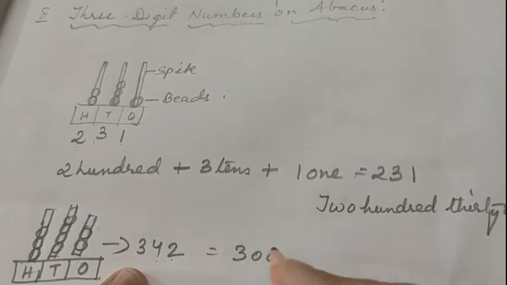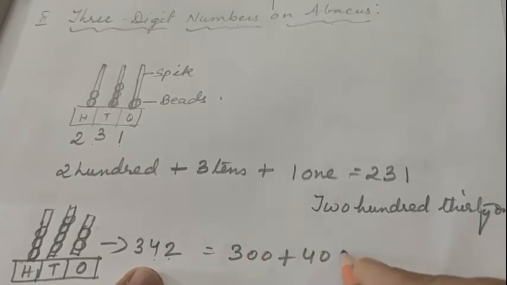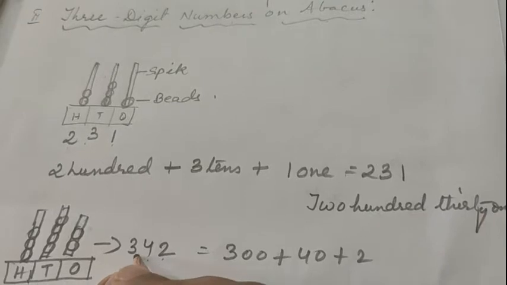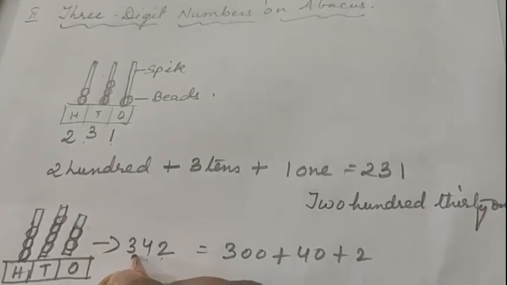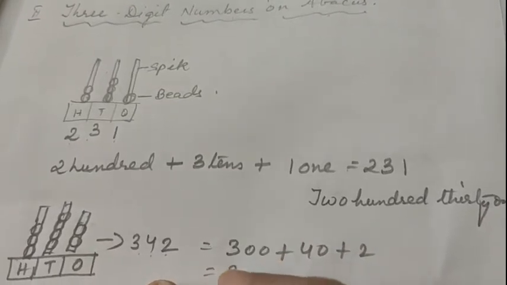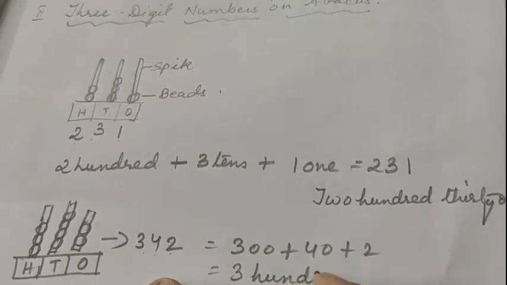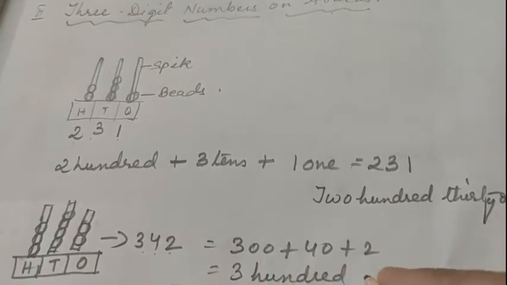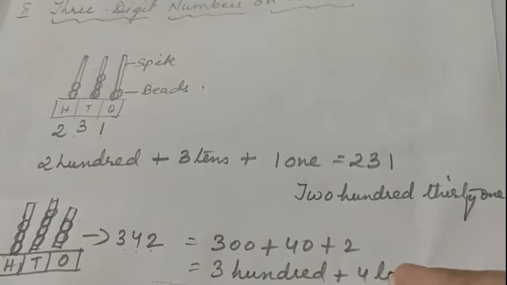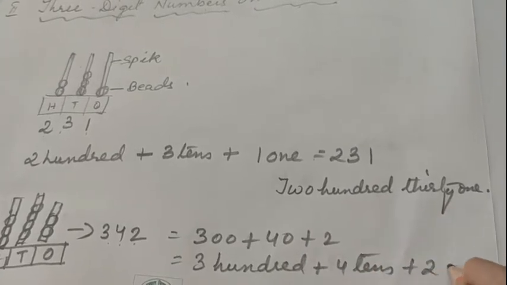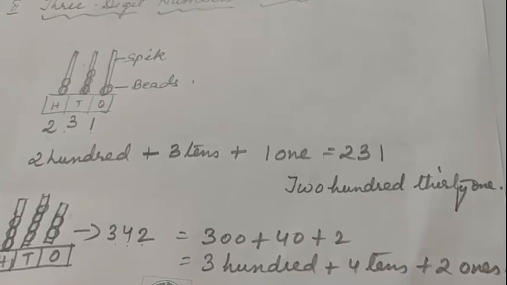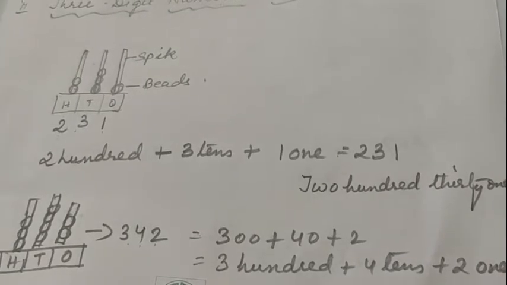300 plus 40 plus 2. So we will get 342. You can write in words the same: 300 plus 4 tens plus 2 ones. Got it, children? So let us do one more example from the textbook.